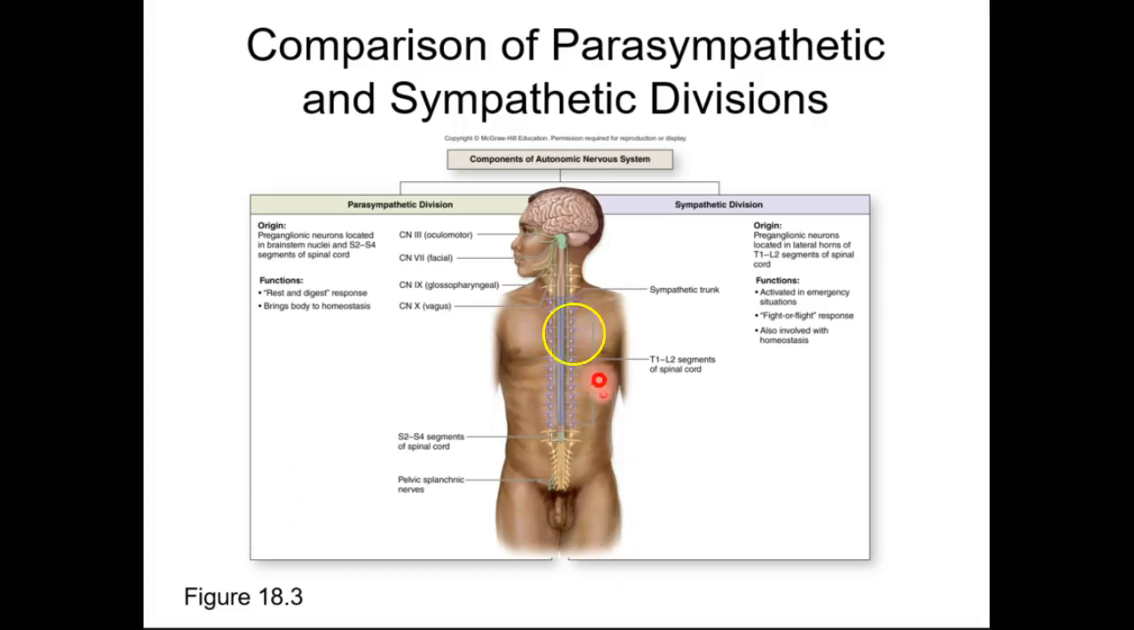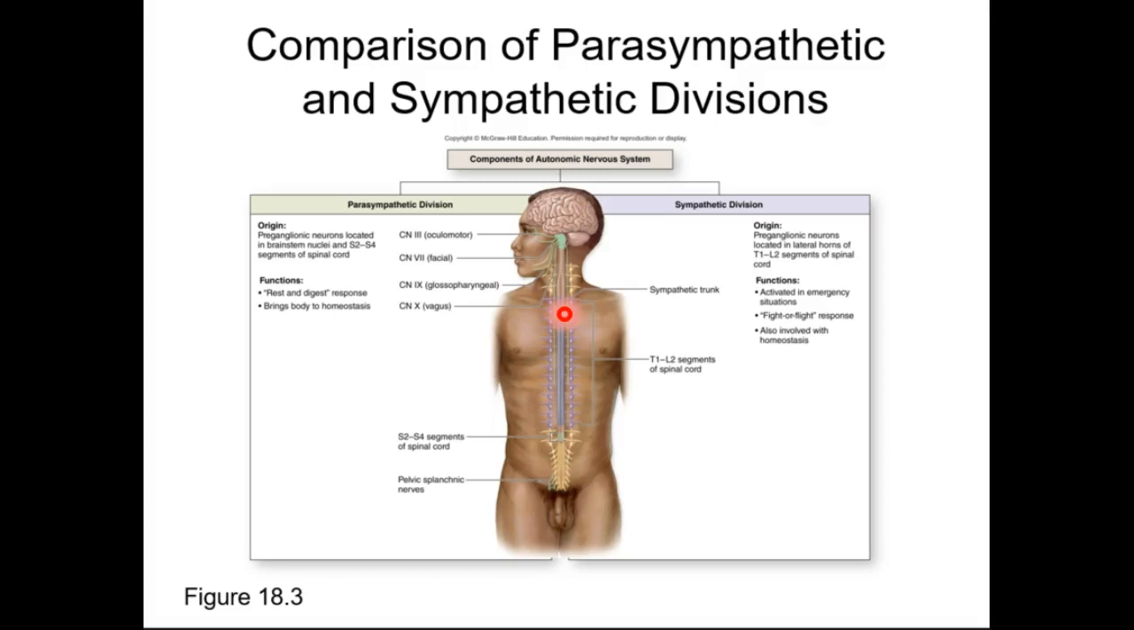Whereas our sympathetic division, this purple region, is going to be called thoracolumbar. So thoracic spinal cord here, lumbar spinal cord here, and most of your preganglionic neurons come from here. The thoracolumbar division of the spinal cord is the location that sympathetic nerves come from. Some of them are going to ascend, some of them are going to descend. We'll worry about that later.